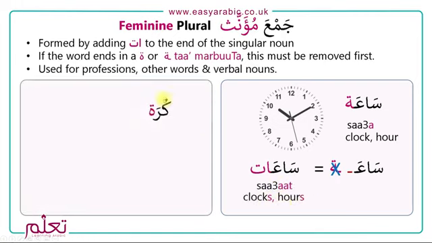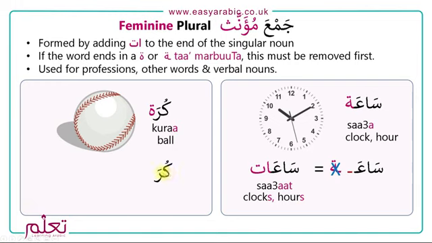Next one we have qurra, which is ball. So again we say qurra, we have the ta marbuta, we remove the ta marbuta, add alif ta, we get qurat, okay.